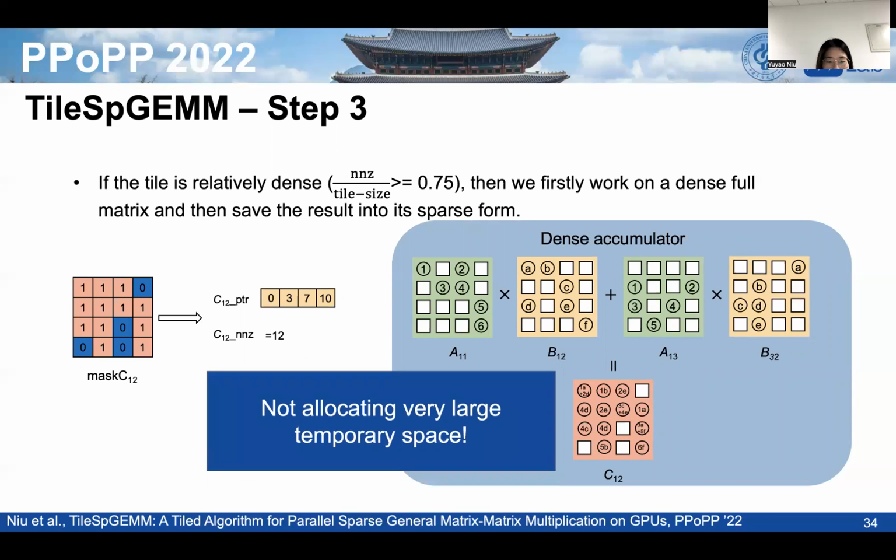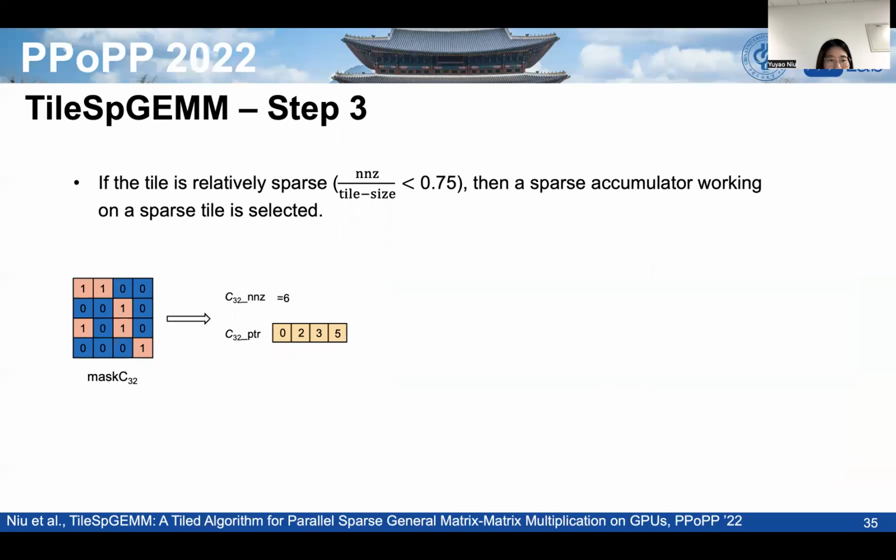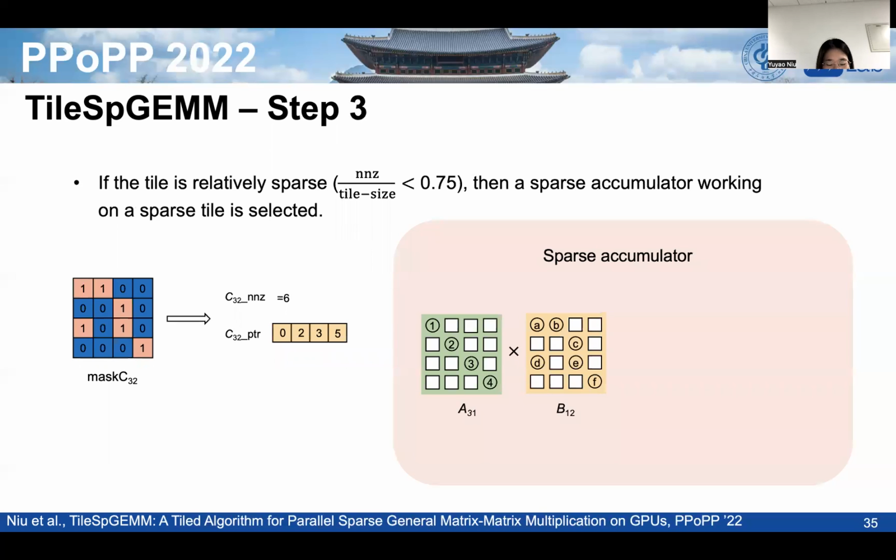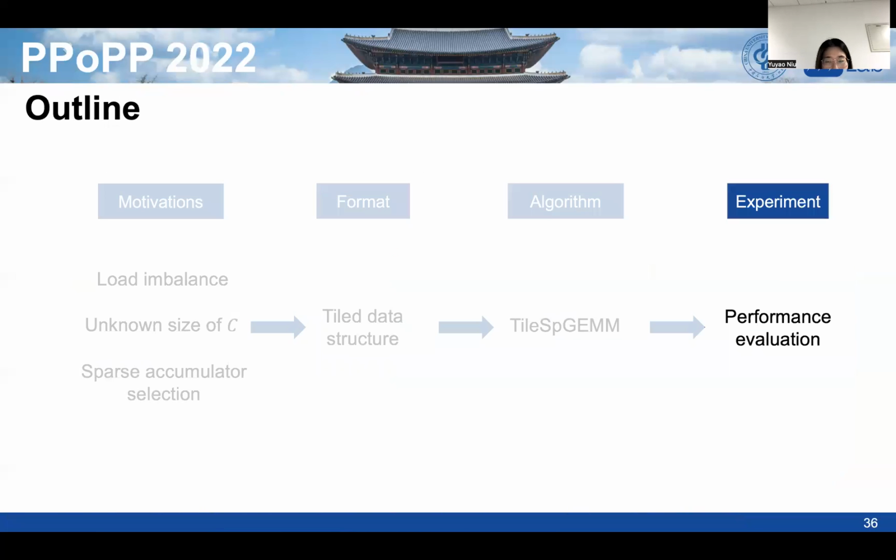And in this step, we don't allocate very large temporary space. And if the tile is relatively small, such as the tile 3-2, a sparse accumulator working on a sparse tile is selected. And in this step, we don't allocate very large temporary space either.